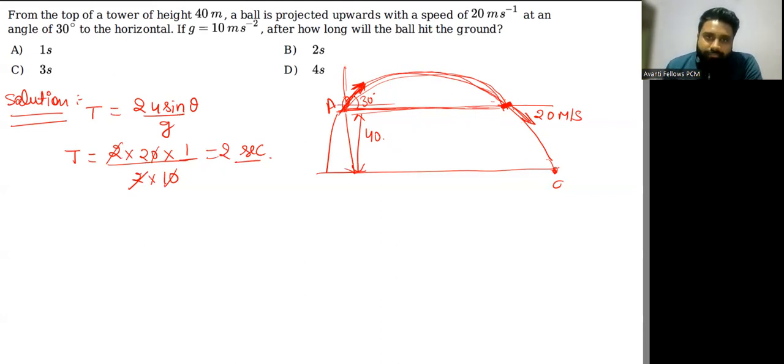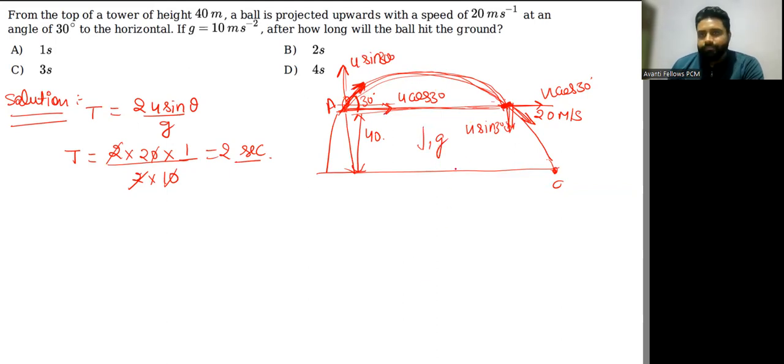So if you calculate the vertical component of this velocity, the horizontal component is u cos 30 and the vertical component is u sin 30. Same here, but the direction changes: u sin 30 and u cos 30. Why does this change in direction occur? Because of gravitational deceleration.